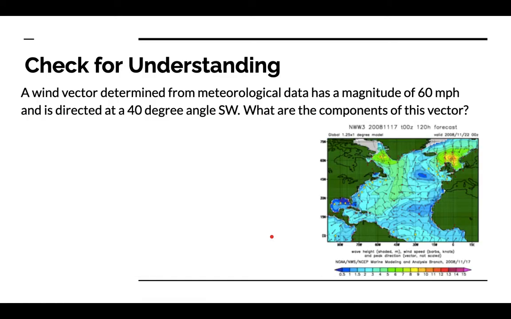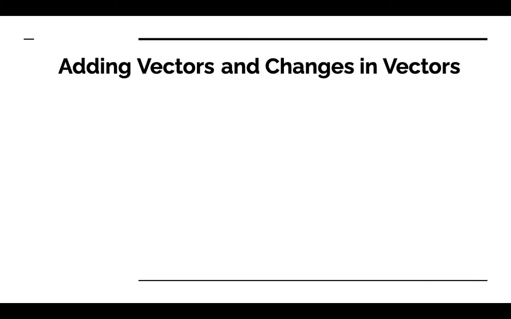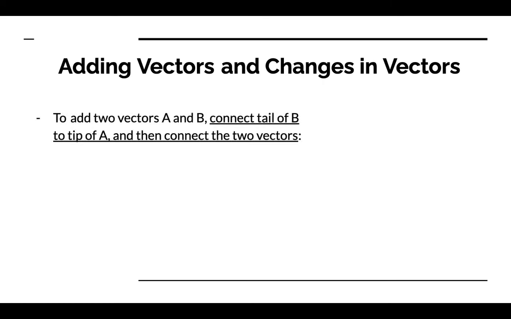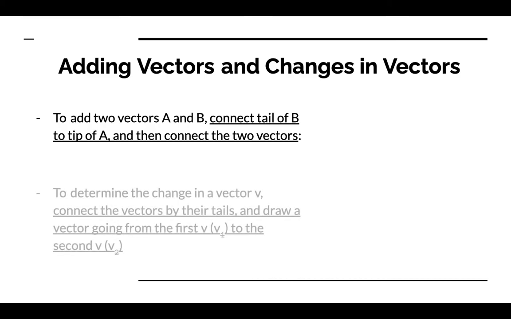We do have a check for understanding here, but we are not going to be able to do that here, so we won't go over the solution since I don't have the solution posted on there, but the solutions are posted in the respective Google Drive folder for 0.3. So lastly, we'll go over adding vectors and changes in vectors, okay?